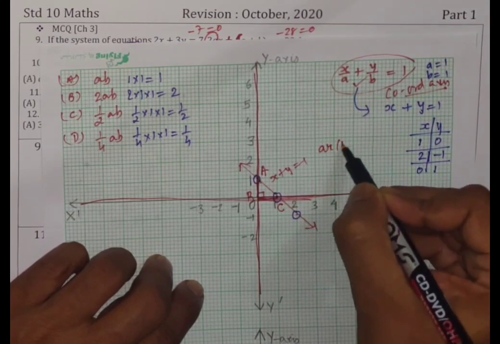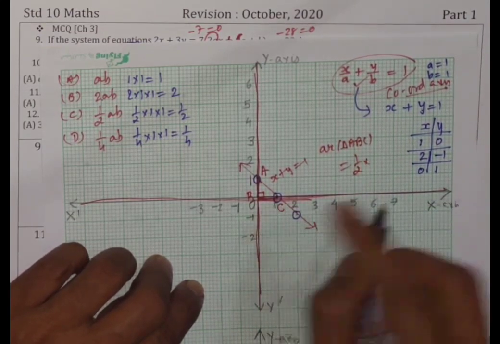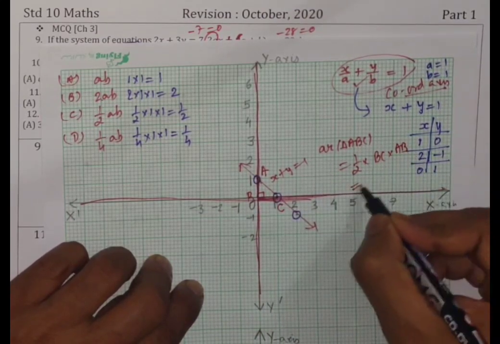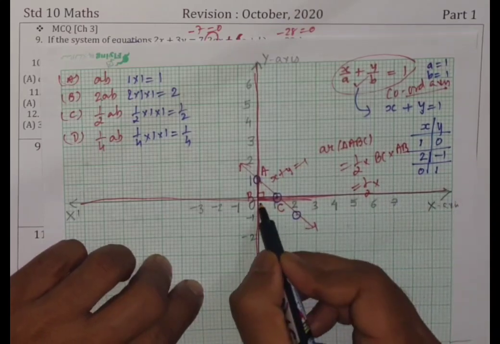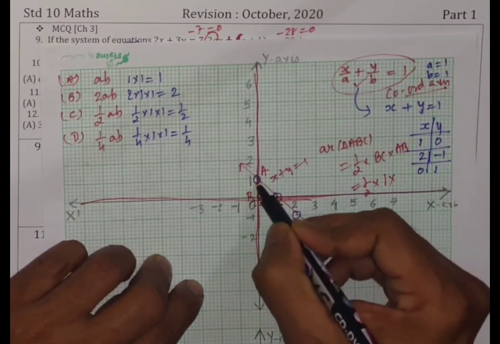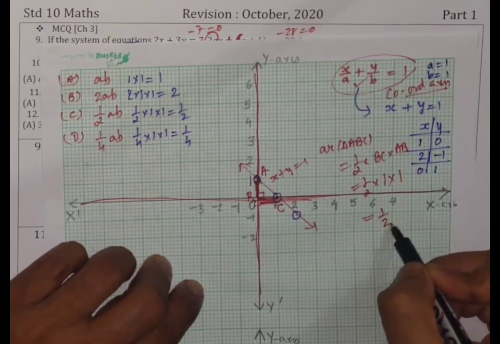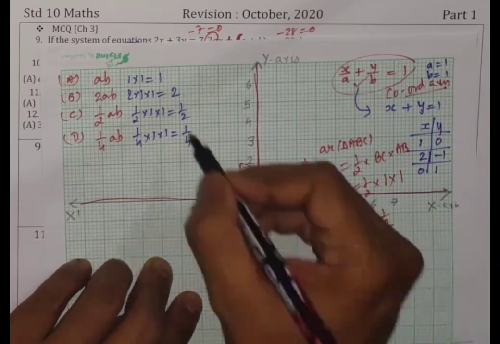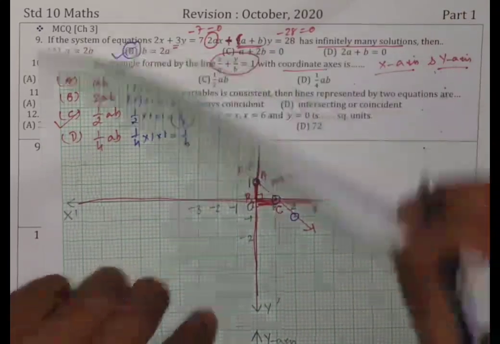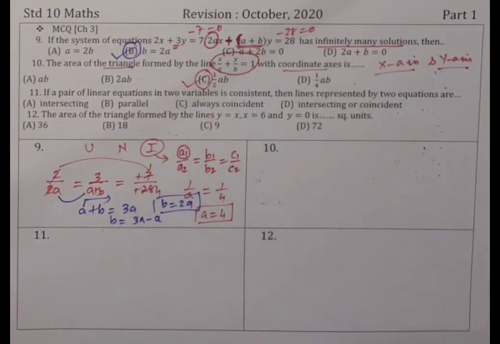So area of triangle ABC is half into base, that is BC, into altitude, that is AB. So half into BC, children, 1 unit, 0 to 1. So 1 unit. AB, 0 to 1, 1 unit. So half into 1 is half. Half is here. So answer is C. So here the answer is C, half.